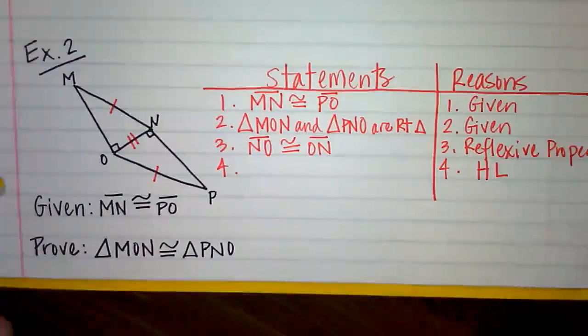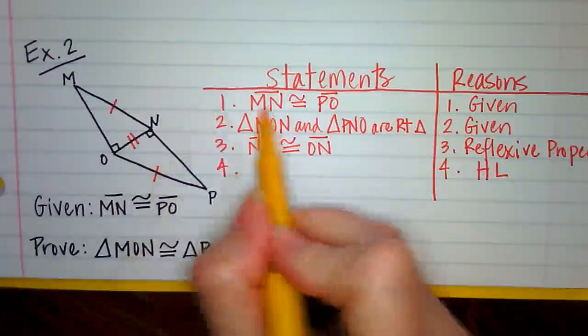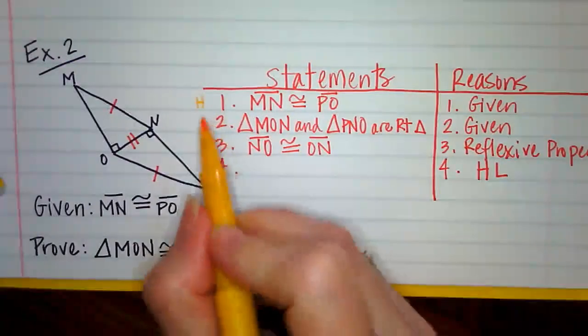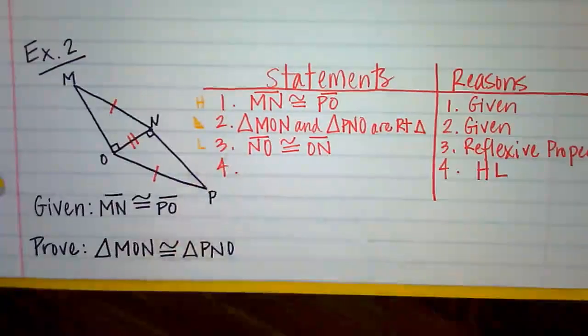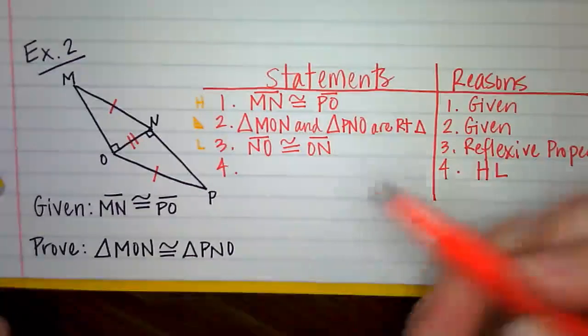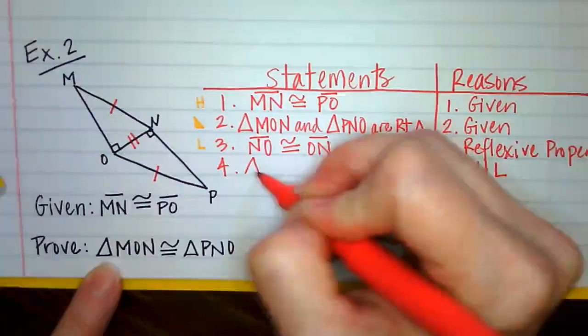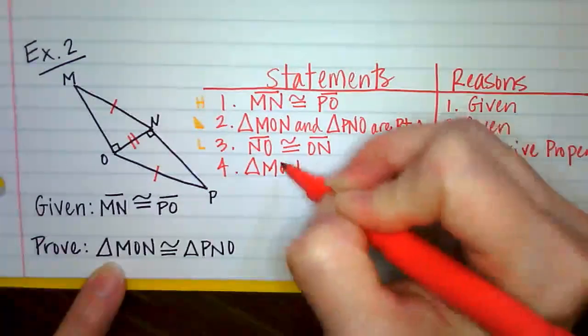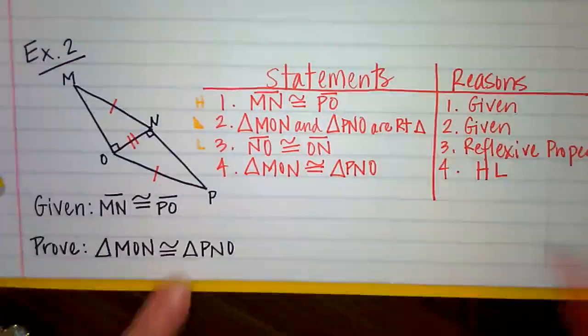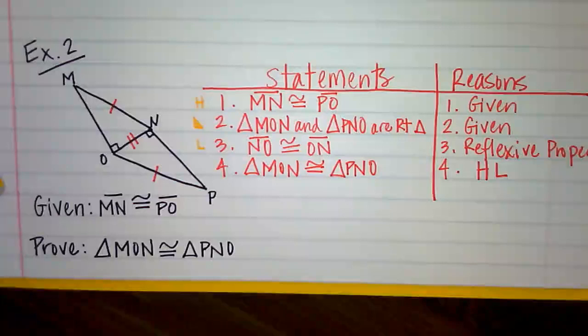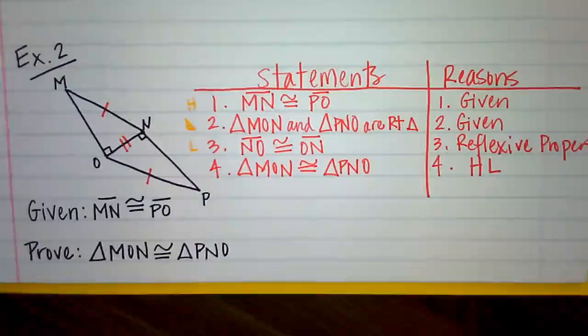Oops, running out of space. So now we've done our 3 things. This right here was our hypotenuse. This told us that it was a right triangle. And then this is our leg. So we have proven hypotenuse leg. Now our statement is that triangle MON is congruent to triangle PNO, and the reason is hypotenuse leg. All right, that gives you a little introduction. Again, I understand that there is a lot of writing in this, but welcome to Proofs in Geometry.